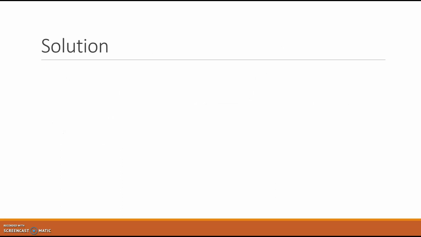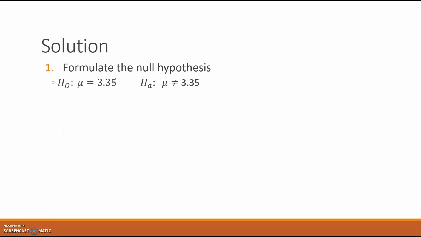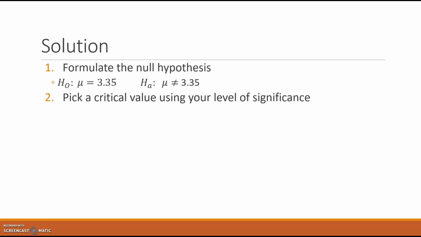Let's look. Formulate the null. Again, the null hypothesis is there is no difference. The alternate is that there is. It could be higher or lower, we don't care. Therefore, we're picking the critical value.